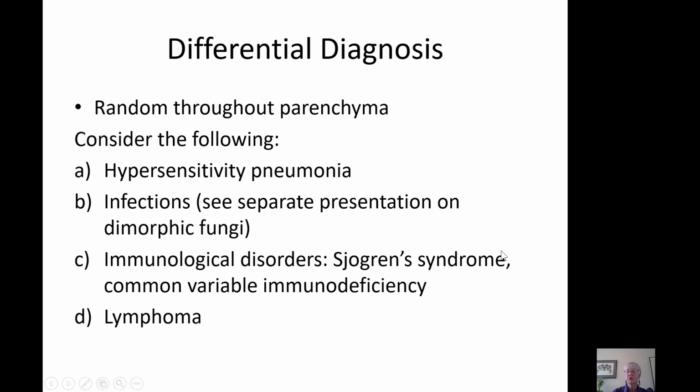In Sjogren's syndrome, you get an entity called lymphocytic interstitial pneumonia. Also consider common variable immunodeficiency syndrome. And finally, consider lymphomas and perhaps other malignancies, but certainly lymphomas. I'll show you some examples of each of these.